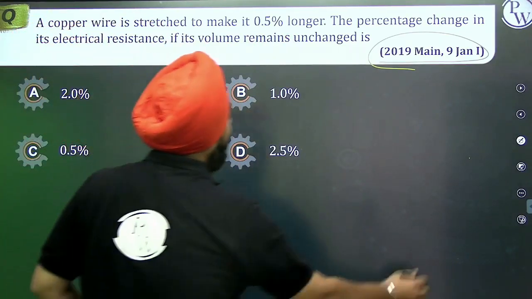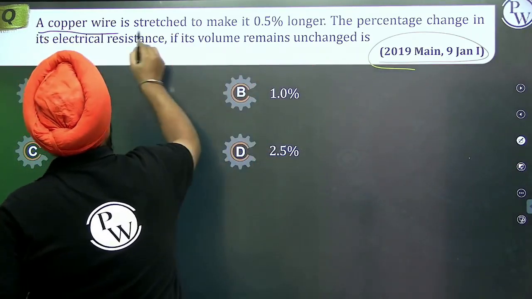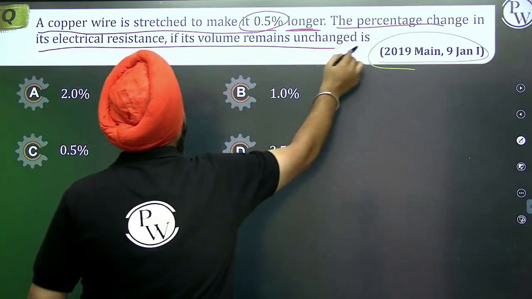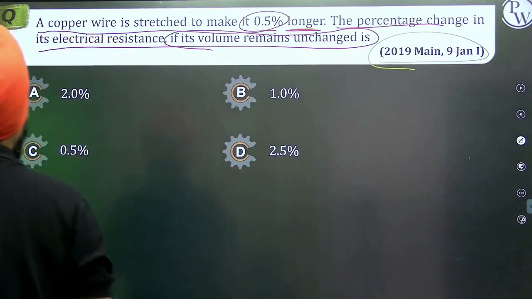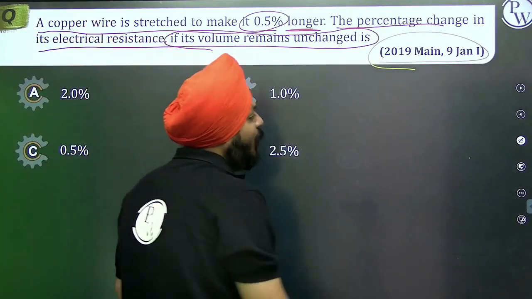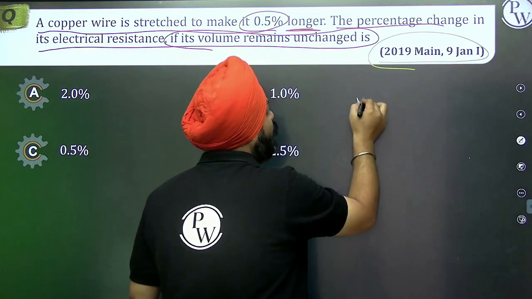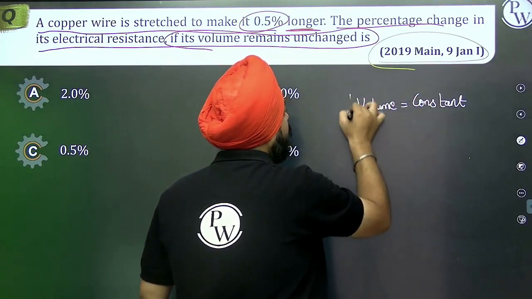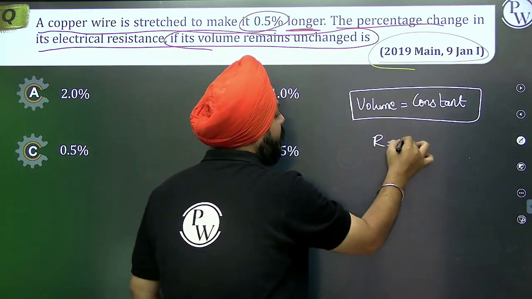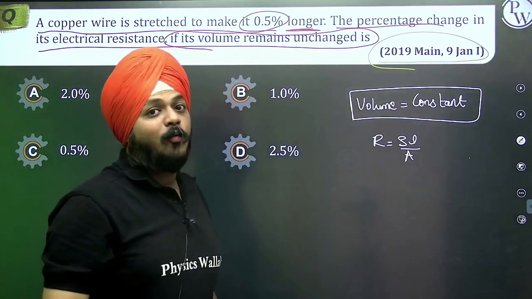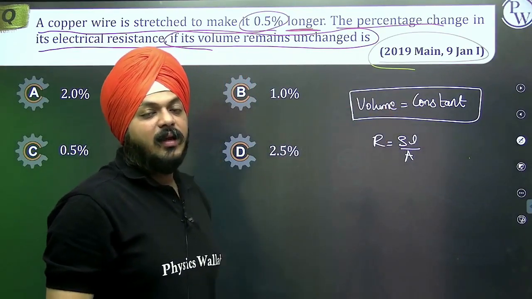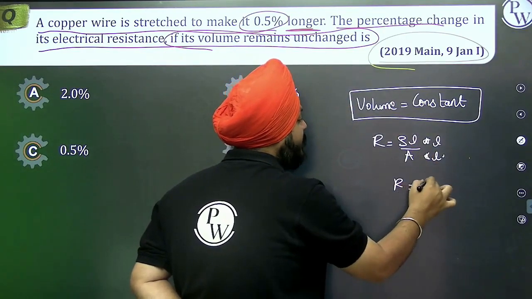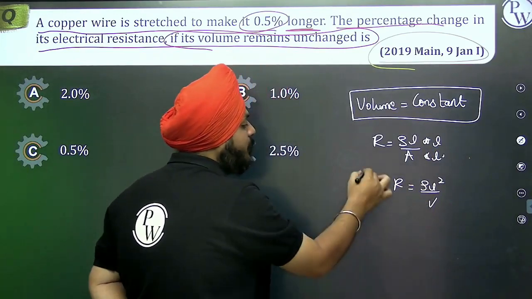Okay, let's see this. A copper wire is stretched to make it 0.5% longer. The percentage change in the electrical resistance, if volume remains constant, will be what? Volume remains constant. Resistance depends on the length as R is equal to rho L by A. But volume is constant, so area and length are changing. Multiplying L on both sides, you get resistance R is equal to rho L square by volume. Now rho is constant, V is constant.